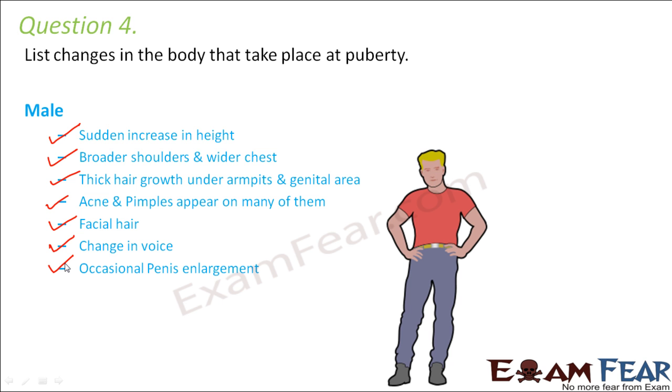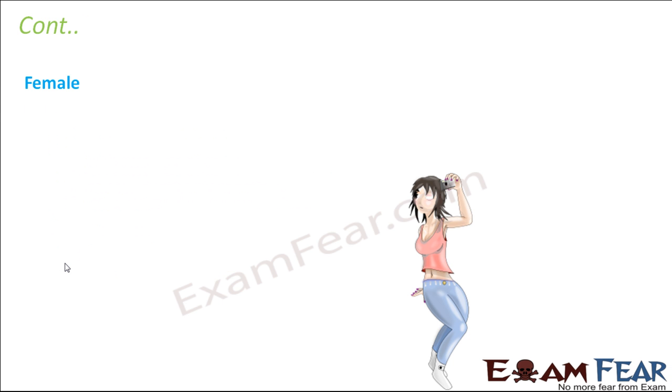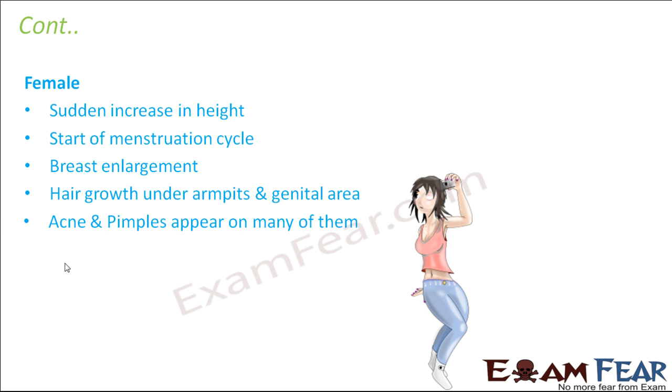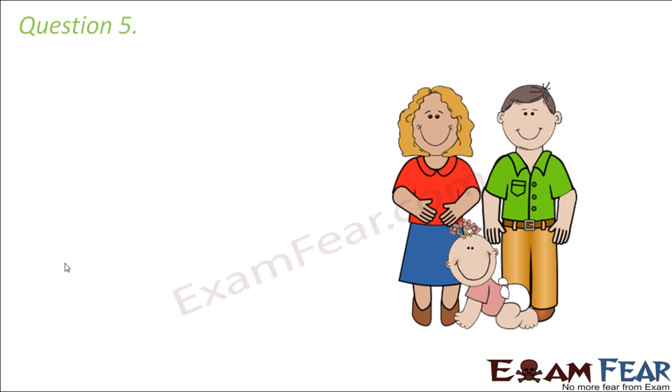Similarly, in case of females, there are quite a few changes like increase in height, start of the menstruation cycle, so every month there is bleeding through the vagina, breast enlargement, and hair growth under armpits and genital area. Acne and pimples are also quite common in females.